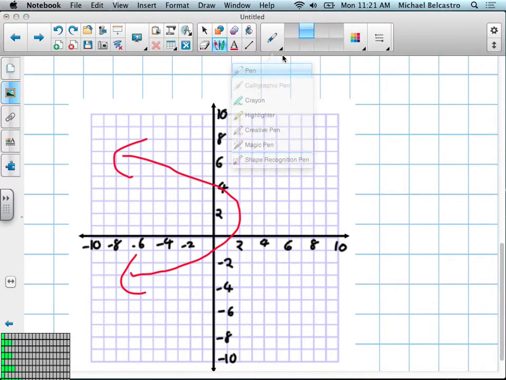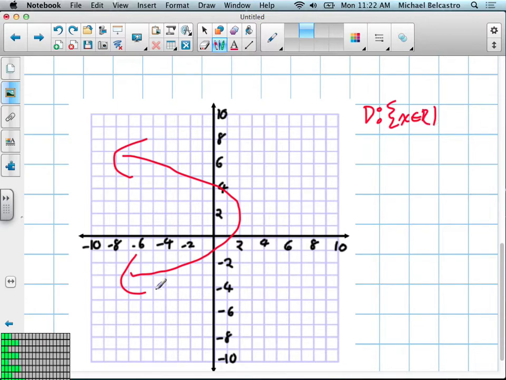Domain and range. This is a continuous function, so we start off with x ∈ R. What's the only difference here? It's only to the what of 2? It's only less than 2. So in this case, x must be less than or equal to 2. I forgot to put the equal sign before.